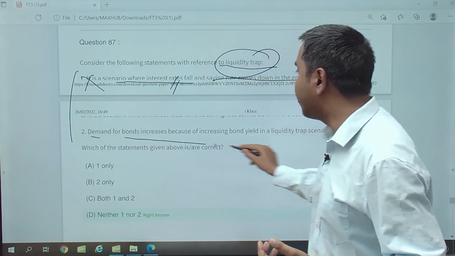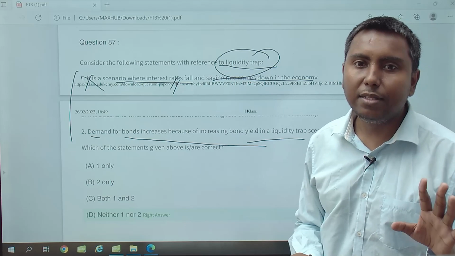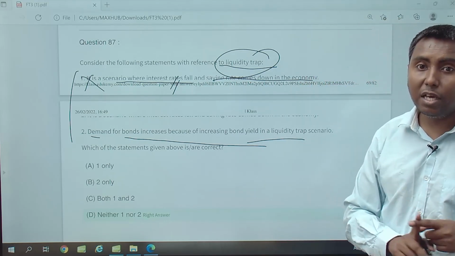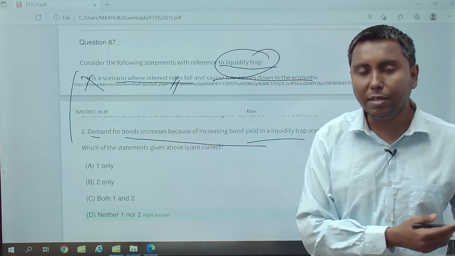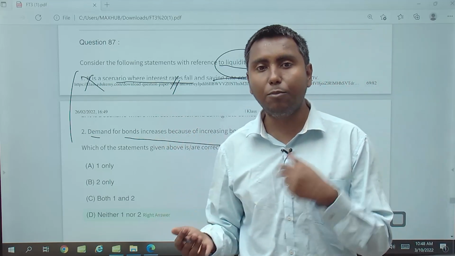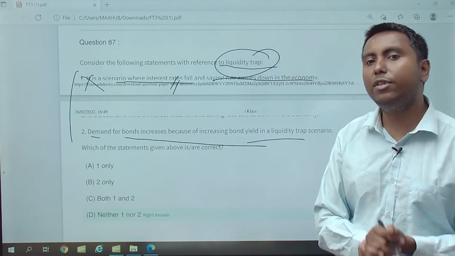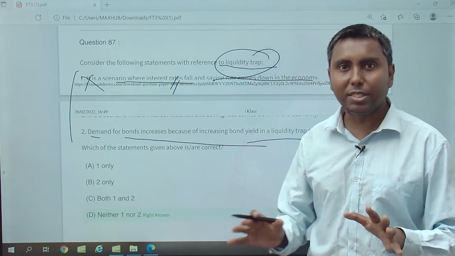Statement 2: demand for bonds increases because of increasing bond yield. Again, see, this is true for normal circumstances. In normal circumstances, if bond yield increases, then profit will increase and people will come to buy more bonds. So demand for bonds will increase if there is an increase in bond yield, but only in normal circumstances.